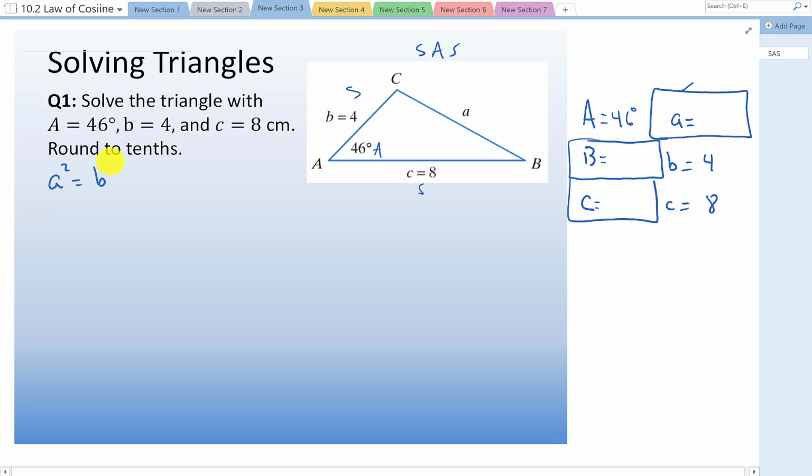A squared equals b squared plus c squared minus 2bc cosine A. Now, I know b and c, so all this is just plugging in. I know everything here. A squared equals b squared. Well, b is 4 squared plus 8 squared minus 2 times 4 times 8 times the cosine of 46 degrees. Just 100% plugging in here. And so the rest now is calculator work.